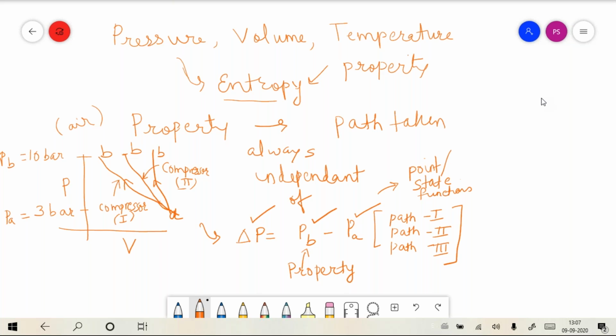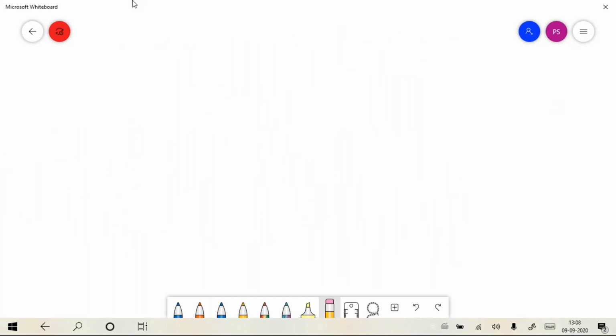Okay, so we'll go to this discussion now, the proof that entropy is a property. Okay, so what we know from the Clausius theorem, which we have already proved, is that the cyclic integral of del q by T for a reversible cycle is equal to 0.